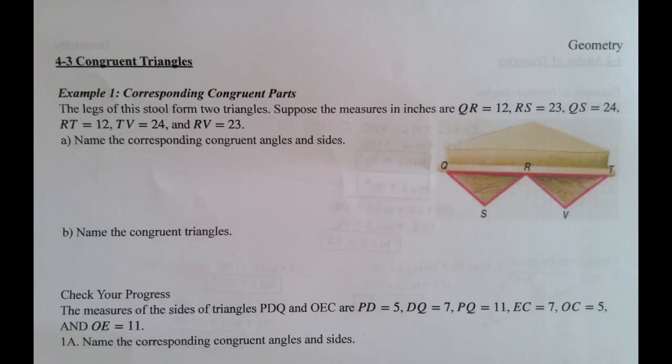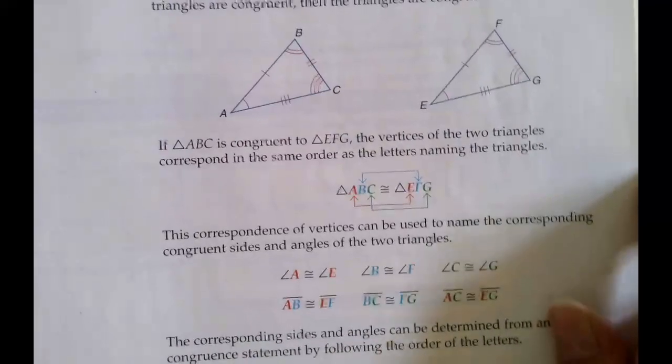Hi guys, so today we're going to be talking about congruent triangles. What congruent triangles mean is that they have the same size and shape, the lengths are the same, and the angles are the same, right? When we're talking about congruent triangles, the order in which we write things matters, right?